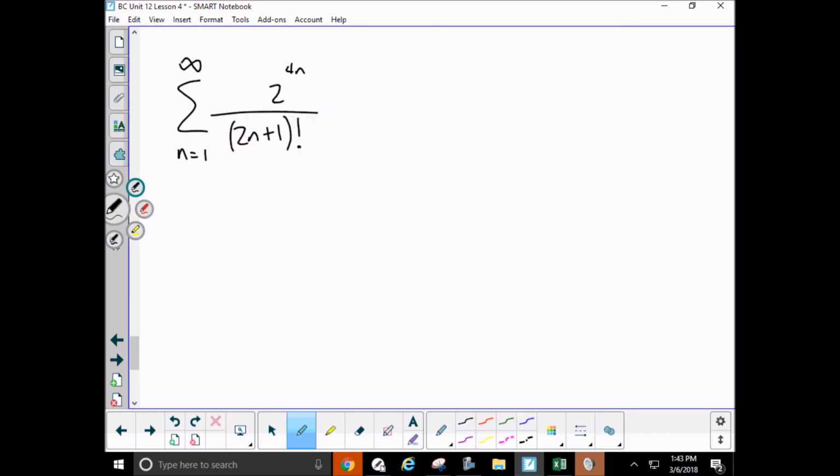Okay, with an alternating series, we know alternating series converge if the terms decrease. This will grow faster than this, so yeah, it's going to decrease. Anyways, let's go and use the ratio test.